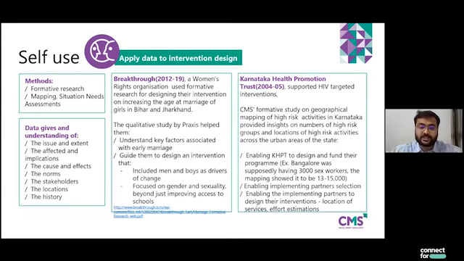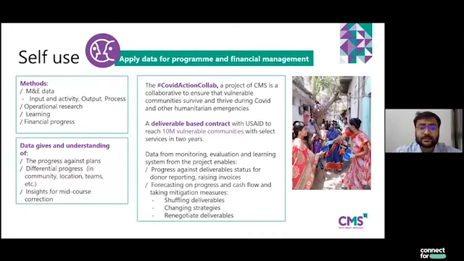The second use case is applying data for the NGO themselves, for program and financial management. This includes the M&E data about inputs, activities, outputs, processes, outcomes, learnings. Some of this is already covered by the presentation by Siddesh and Karthik, how Pratham regularly collects data on inputs, activities, outputs, and outcomes for their day-to-day decision making.